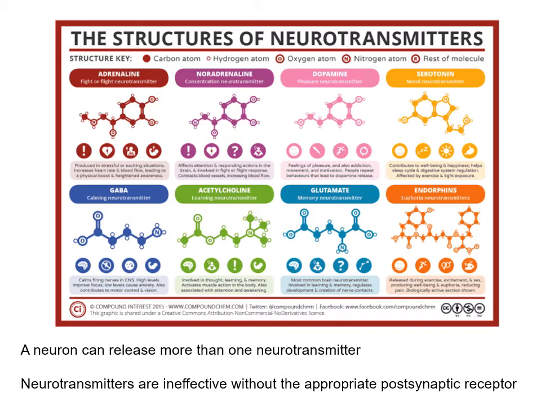And I want to emphasize 2 points here that I'm pretty sure you already know, but just to make sure. One is that a neuron can release more than one neurotransmitter, and that neurotransmitters are ineffective without the appropriate postsynaptic receptor. So when the neurotransmitter is released by a presynaptic terminal, it needs to find the appropriate receptors to exert their function.